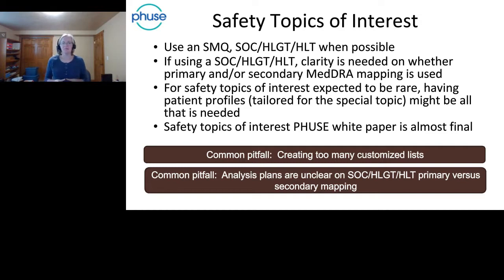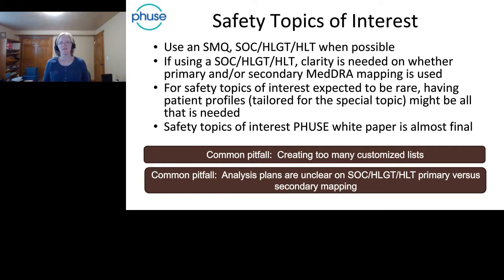Now, for safety topics of interest that are expected to be rare, our recommendation is you may not even need any summary tables at all. So having patient profiles tailored for your special topic might be all that is needed and more helpful. Again, some of these summary tables that we do are more suited for looking for imbalances with placebo. And if you have rare events, your placebo-controlled data is not all that helpful.